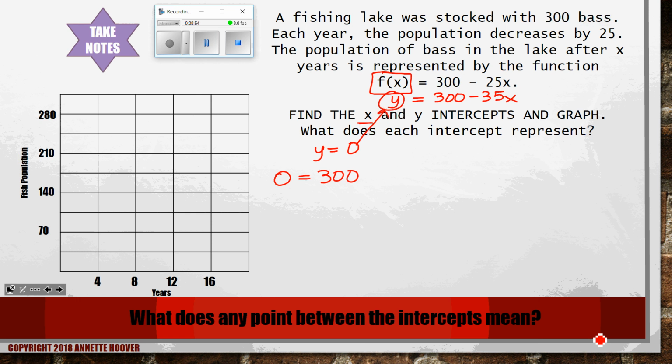I don't know why I wrote 35 right there. 300 minus 25x. So this time it just takes us two steps to solve for x.